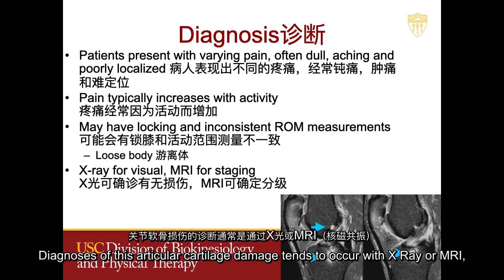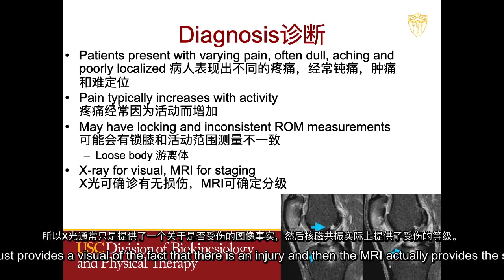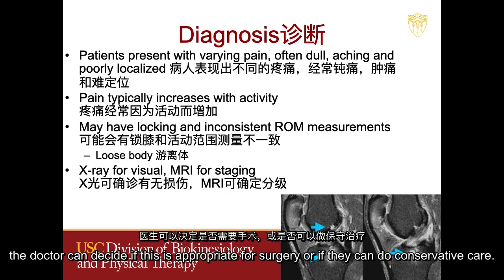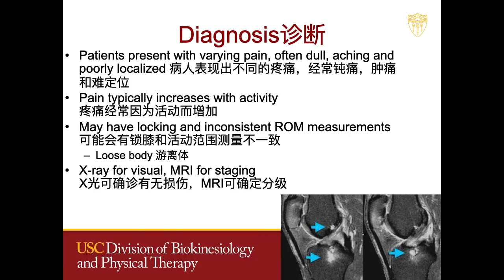Diagnoses of this articular cartilage damage tends to occur with X-ray or MRI. So an X-ray usually just provides a visual of the fact that there is an injury, and then the MRI actually provides the staging of that injury. So again, the doctor can decide if this is appropriate for surgery or if they can do conservative care.